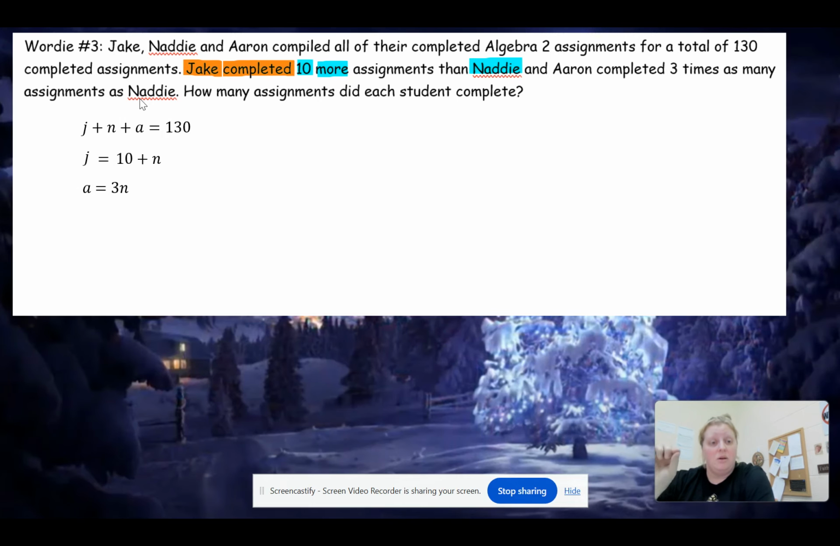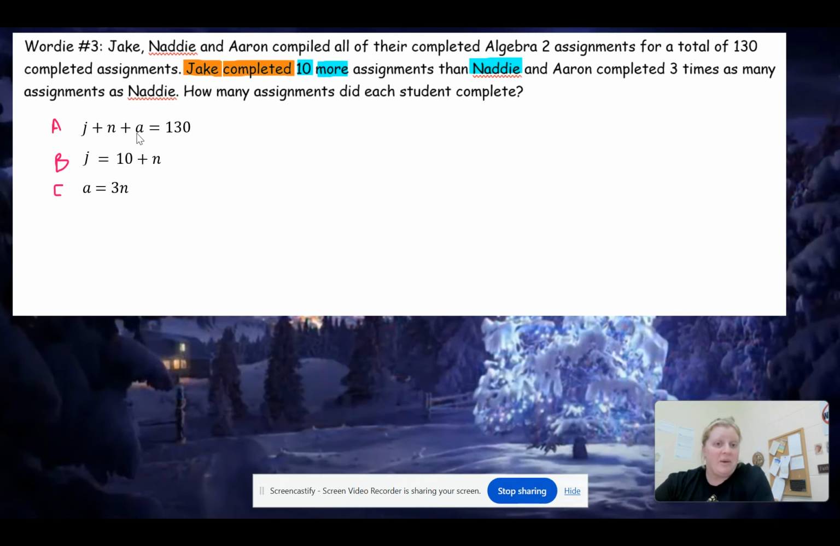And then if you notice, you have 2 variables that are already isolated, so you could just plug these in. I could take this stuff right here, 10 plus n, and plug that in for J. I could take this 3n, and plug that in for A, and I could just solve that whole equation then. Some kids feel a little shaky about doing it, but that's where substitution really would come in handy. I'll go ahead and do it using our traditional route just in case you're like, oh no, I don't think that's going to work. I'm worried that I'll mess that up.